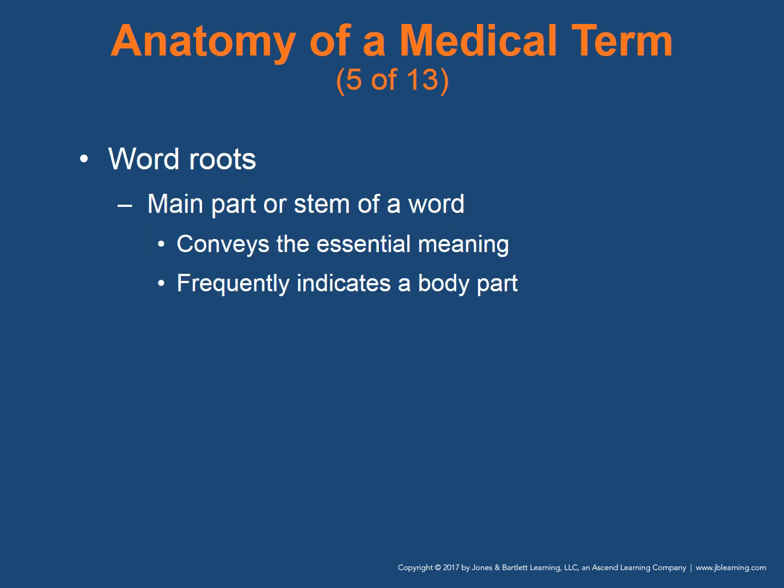So word roots: the main part or stem of the word, conveys the essential meaning and frequently indicates a body part. As we said before, cardi is heart, psych is mind, thoracic is chest. We're going to want to try to identify these root words and realize that a lot of them are derived from Latin. Once you know them, you'll at least be on board with realizing what part of the body they're talking about, and combined with the context, you may be able to decipher a more complicated word.